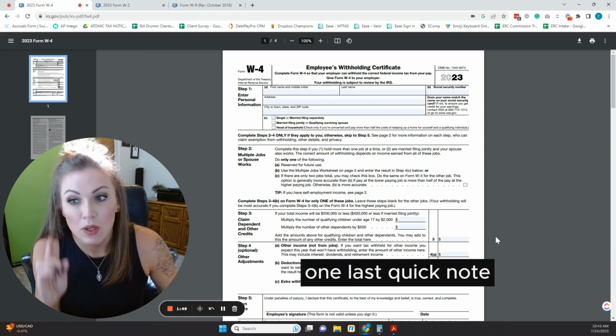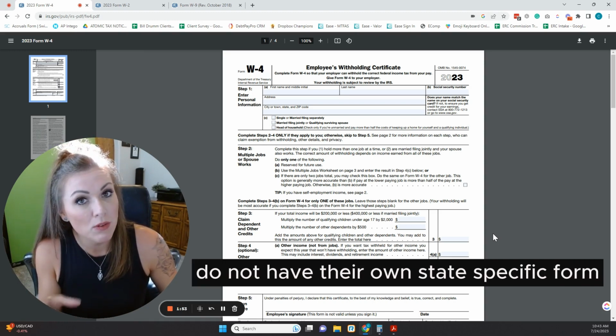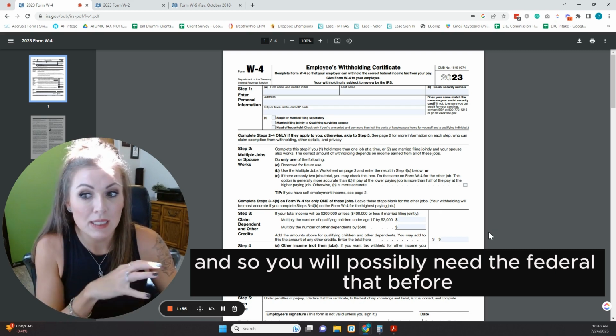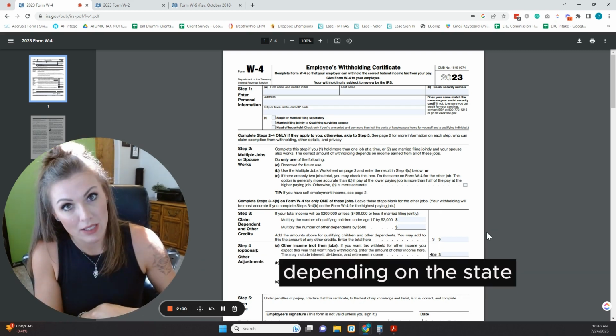One last quick note, some states that have income tax do not have their own state-specific form, and so you will possibly need the federal W-4 form to set up the state income tax as well, depending on the state.